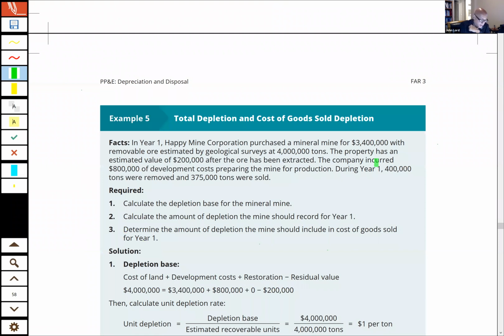So let's just look at this one. Happy Mine Corporation purchased minerals for 3.4 million with removable estimated ore of 4 million tons. The property has an estimated salvage value of 200,000 after the ore has been extracted. The company incurred 800,000 in development costs preparing the mine for production. During year one, 400,000 tons were removed and 375,000 tons were sold.